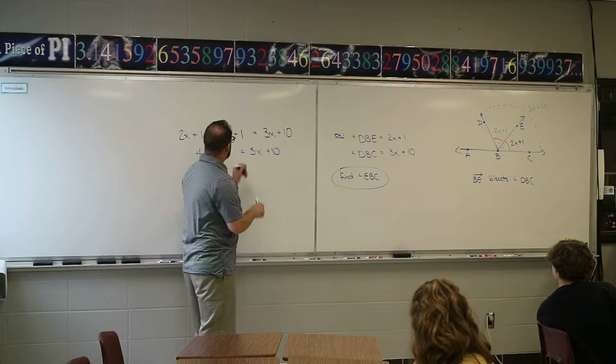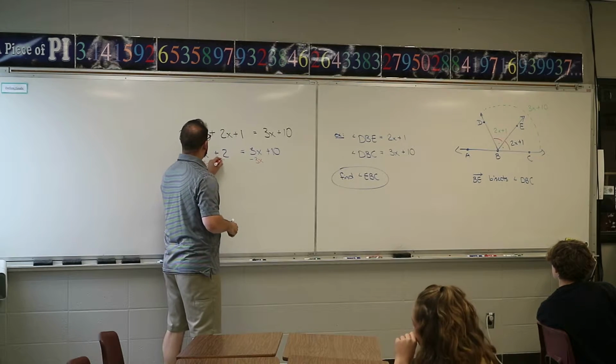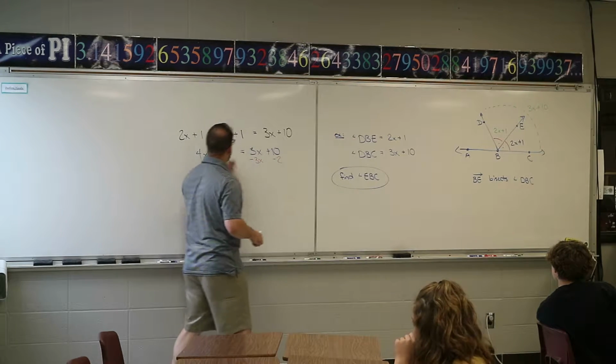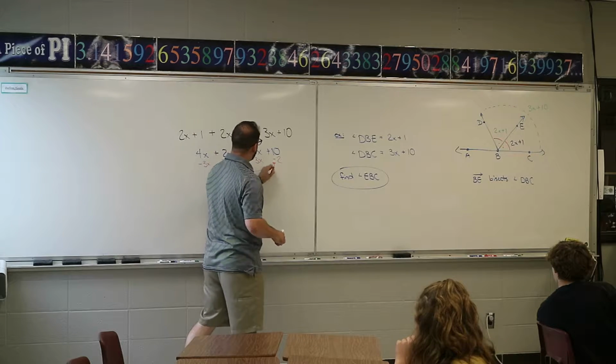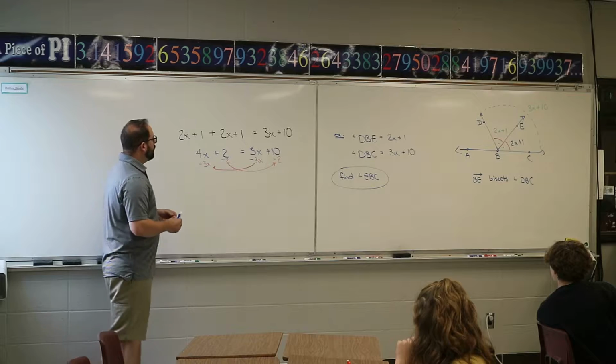Kind of like that. We can subtract the 3x over. And what else can we do with that 2? Subtract it over. Yeah, subtract the 2 over here. So basically what I'm doing is I'm bringing the 2 over, I'm bringing the 3x over. That's what I'm doing. I'm switching their spots.